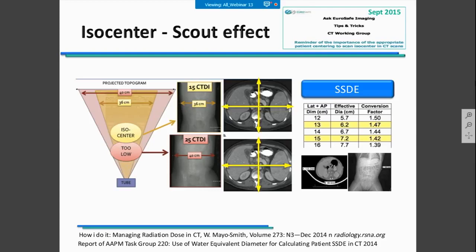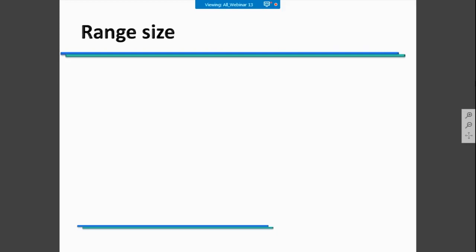If you want to know more about the importance of putting the patient at the center of the gantry, you could go to the Eurosafe website and check the CT working group reports.